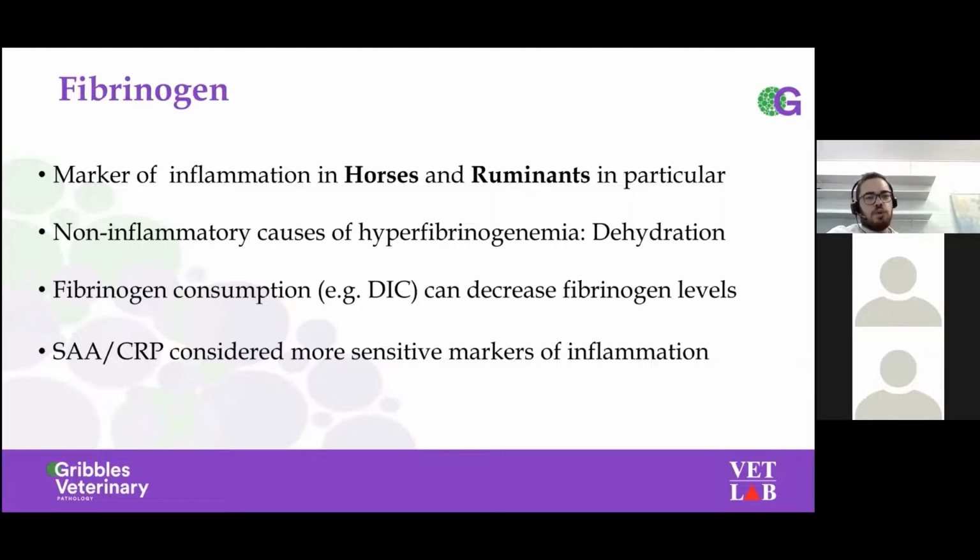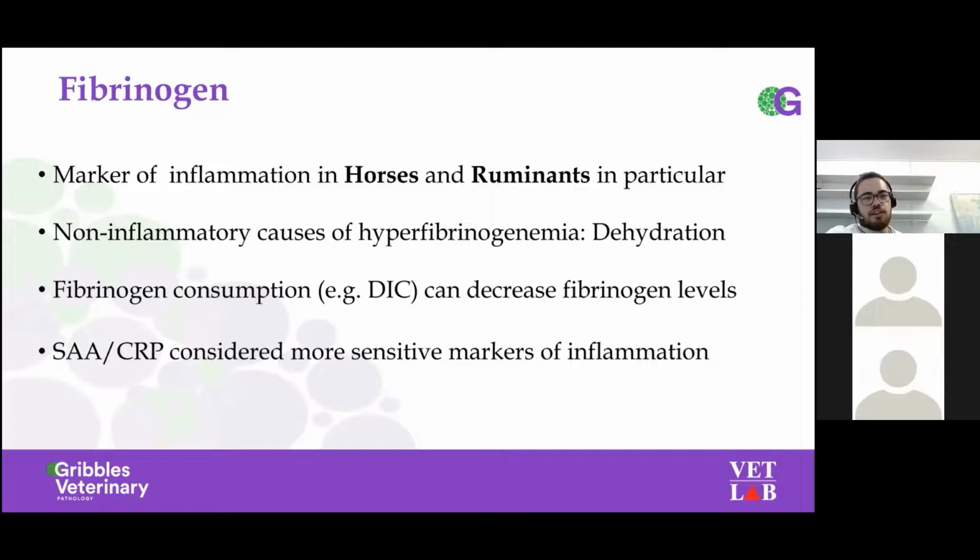One of the problems you can see with interpreting fibrinogen is the non-inflammatory causes that can affect fibrinogen concentration. So increases in fibrinogen can be seen with dehydration. And one of the other issues is that fibrinogen can be consumed in the body when there is coagulation occurring, either locally or systemically, like with DIC. And some degree of coagulation is a relatively common thing that you'll see when there is inflammation as well. So there are significant external factors that can influence fibrinogen concentrations, but these factors don't really influence the concentrations of our other acute phase proteins.